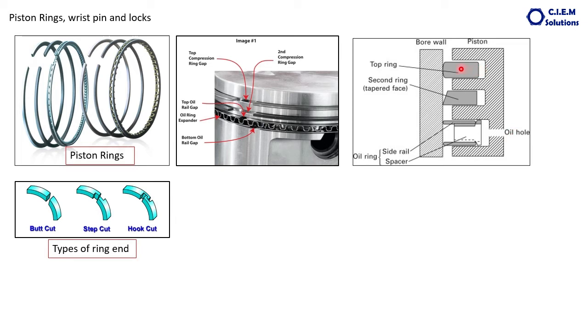You have seen here the cross section of the rings. Now we will see the joint of the rings, or the ends of the rings. So, different ends. This is called a straight cut or butt cut, and this is called a step cut. This overlaps on each other. This is called a hook. This gives complete locking with the movement.